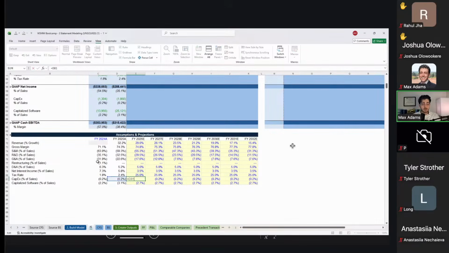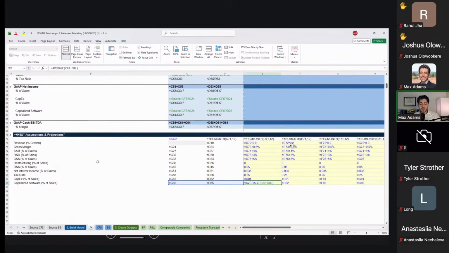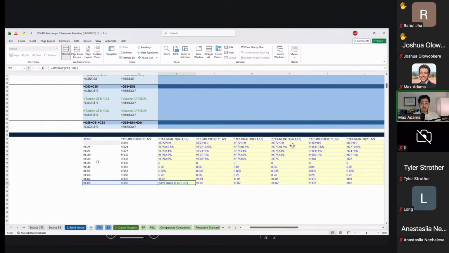And then CapEx and capitalized software. CapEx, we held it flat at 2.2%. And then capitalized software is just going to be the average of these prior ones, so we took the average here. This is another common mechanism. So the ways that you forecast stuff, it can either hold flat, it can be zero, or you can do average. And so I'm just going to hit Control tilde so you can see my formulas while I answer Ryan's other question and any other questions you have.